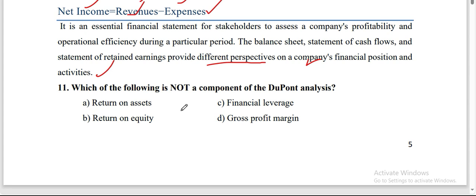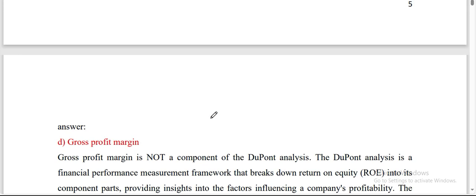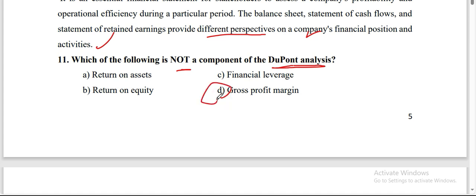Question number 11. Which of the following is not a component of DuPont analysis? You know DuPont analysis has many components. Which are not the components of this? A. Return on assets. B. Return on equity. C. Financial leverage. D. Gross profit margin. The answer for this question is D. Gross profit margin is not a component of DuPont analysis.